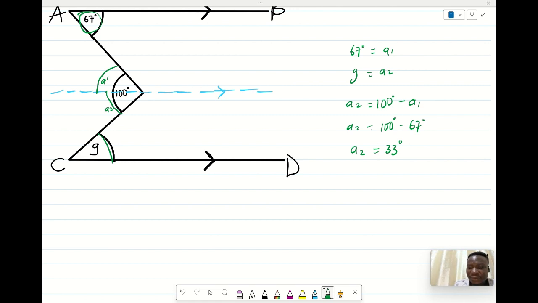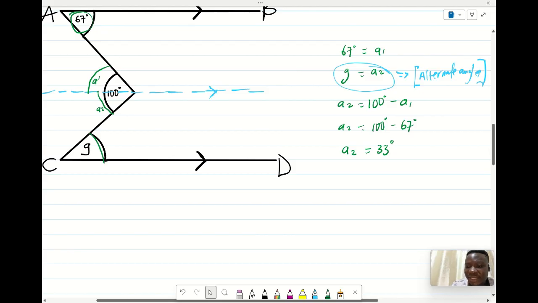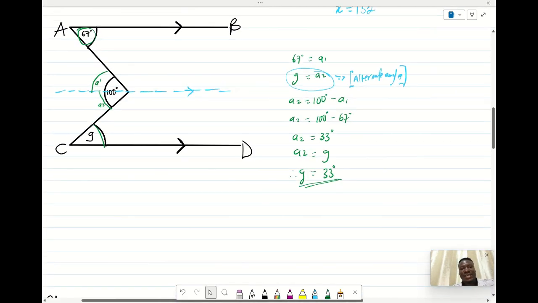And since we said earlier that A2 is equal to our G, and this property is called alternate angles, it means that if A2 is equal to 33 degrees, therefore G is also equal to 33 degrees. And we are done with this.